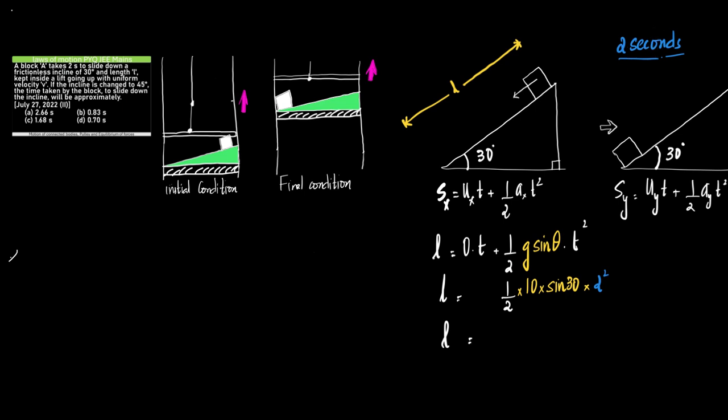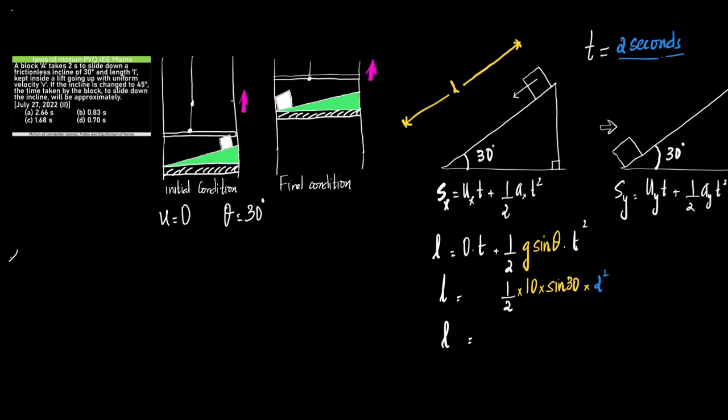So this is the time of travel here, which is 2 seconds, right? So this is the initial condition where the object was on the right, the lift is moving up, and at some point of time the object has slid down, and the time difference to reach the final condition is actually 2 seconds, right? And here the initial velocity is equal to zero. Okay, and the angle of inclination is 30 degrees.